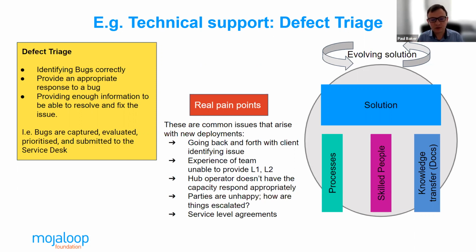So to address this problem, we came up with a defect triage process, a process that clearly identifies when it is a bug and when it isn't, provides an appropriate response to a non-bug, and then if a bug has been identified, provides enough information with that bug so that it can be resolved and addressed later on in the process. So we have examples of that defect triage process that will become part of this document trove that we're making available.